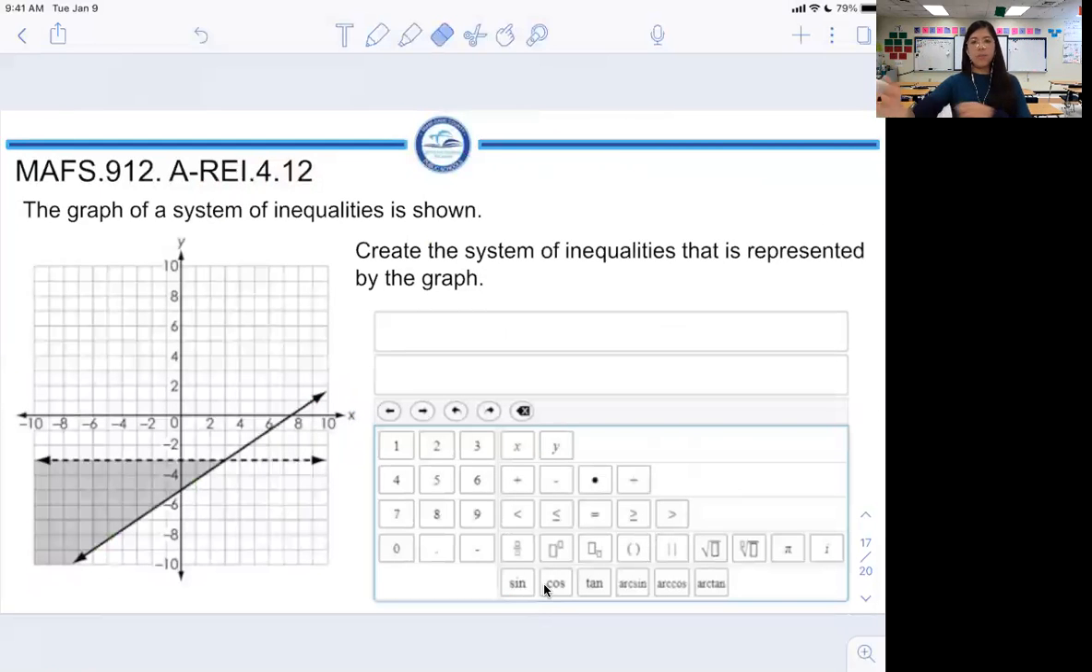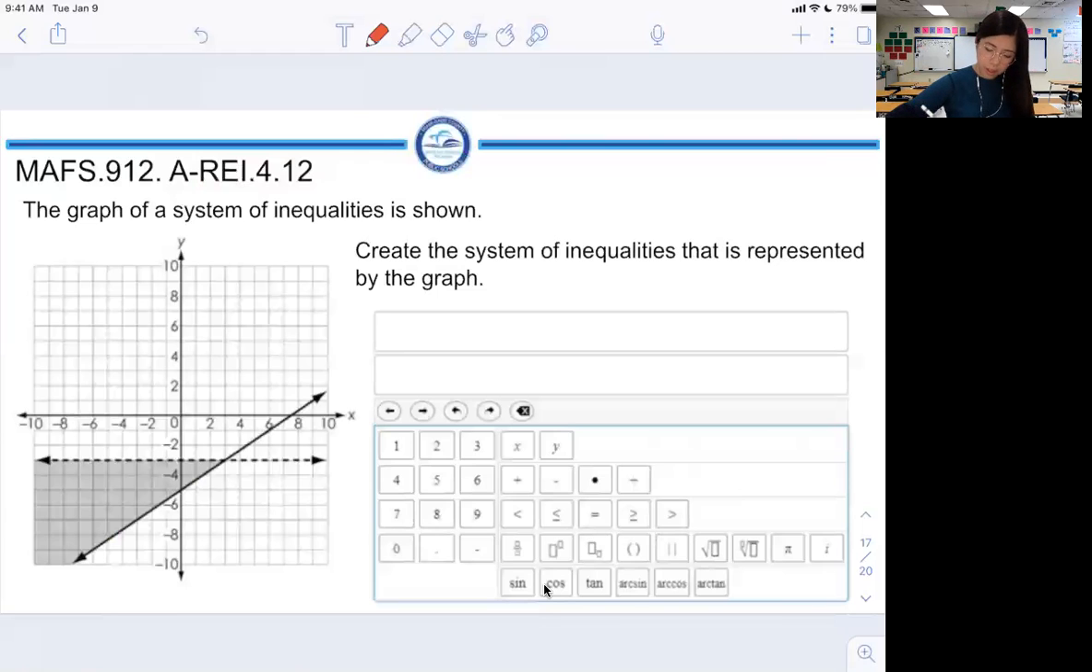All right, almost there, guys. Here we go. The graph of a system of inequalities is shown. Create the system of inequalities that is represented by the graph. So we have two inequalities. We need to write the equations of those lines.